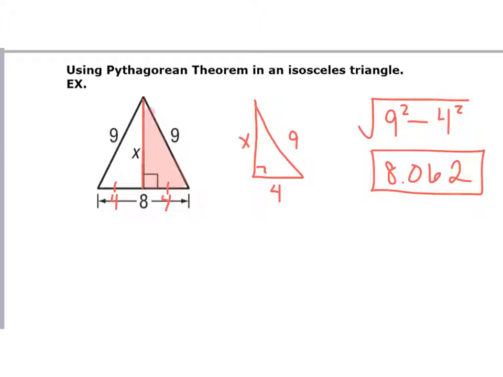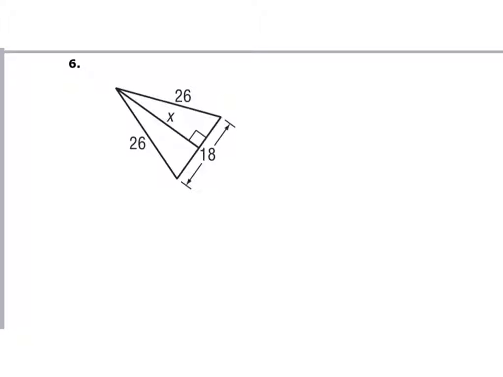All right, let's do one more of these. Okay, I've got another one. This time I'm still looking for the altitude, which I know does what to the base? Cuts it in half, so each side is 9, but we're not supposed to be working with isosceles triangles. We're supposed to be working with right triangles, so I'm just going to look at one side.